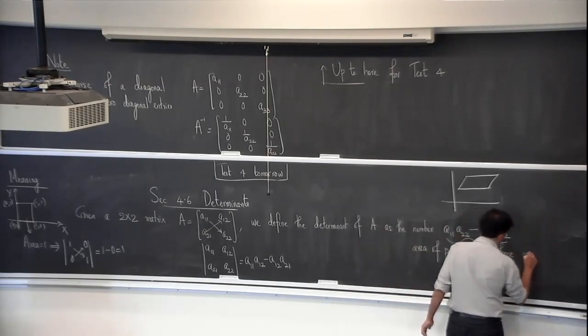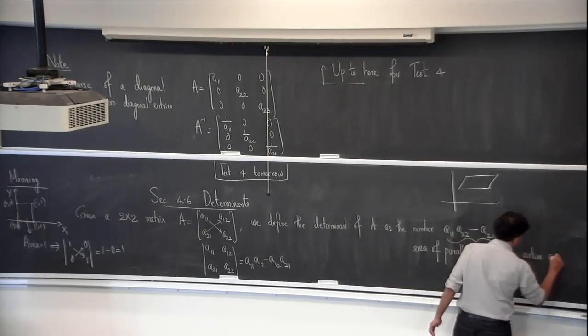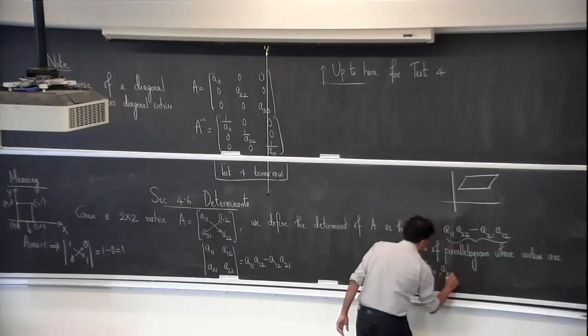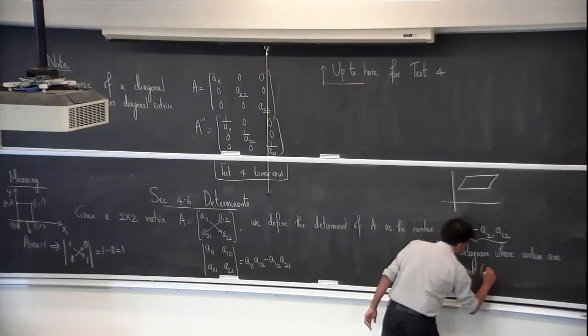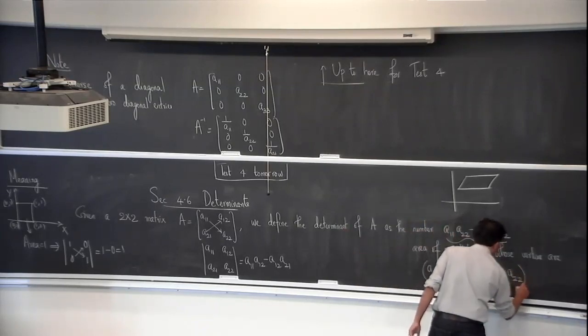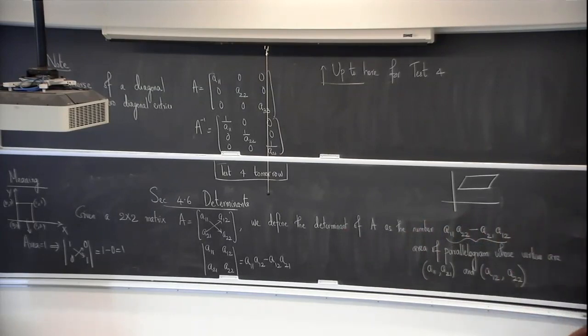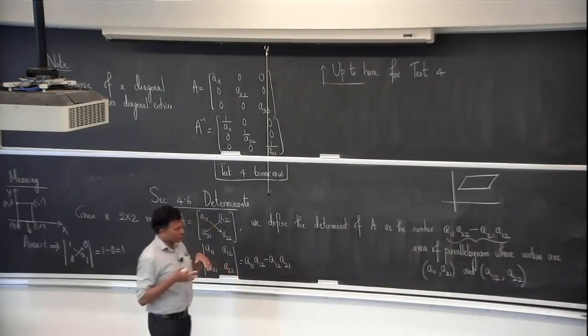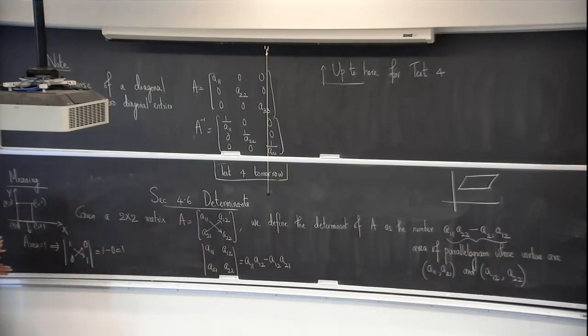whose vertices are given by A11, A21, and A12, A22. So that is the easiest way you can give a meaning to this number, so that it kind of makes sense as to why you're doing this. Okay? Because there's always a geometric meaning to everything you're doing in linear algebra. So the easiest meaning is the area of a two-dimensional picture.